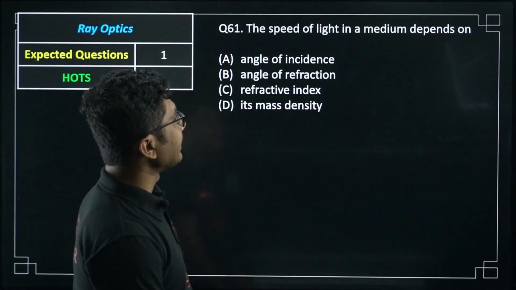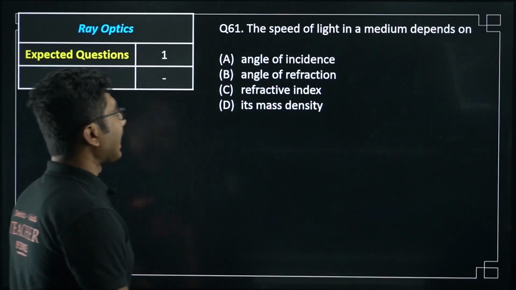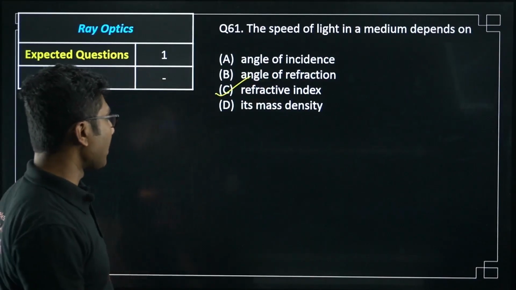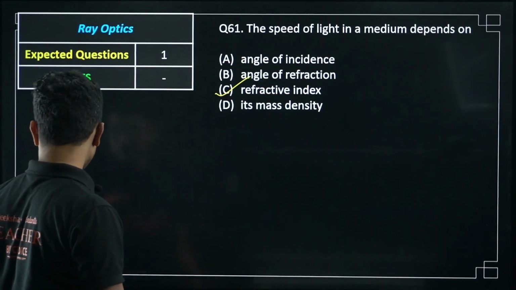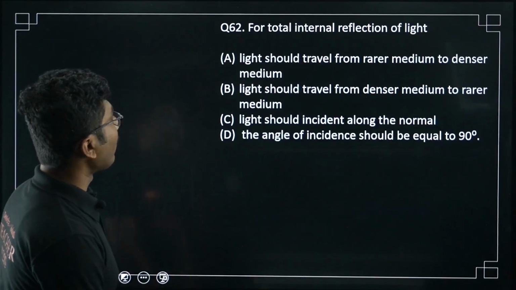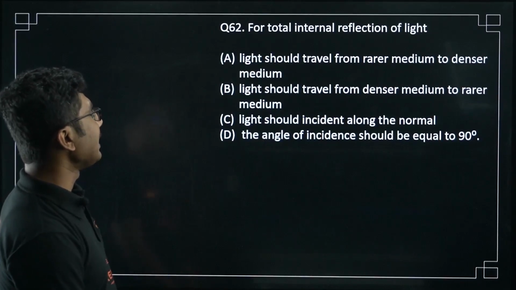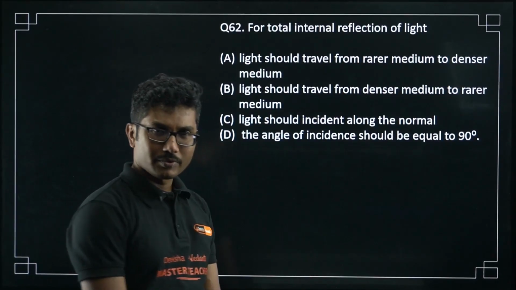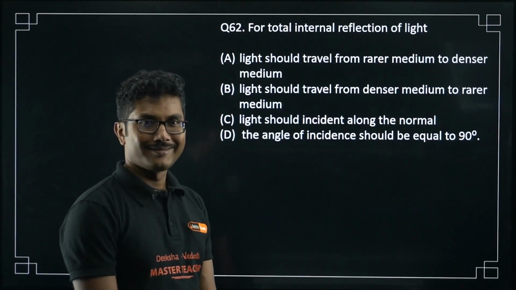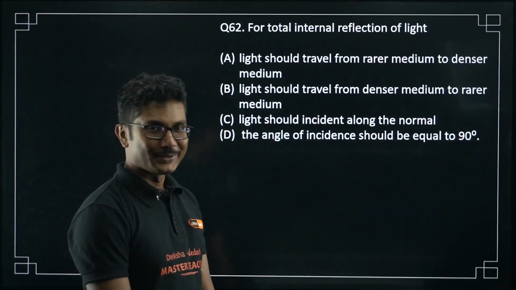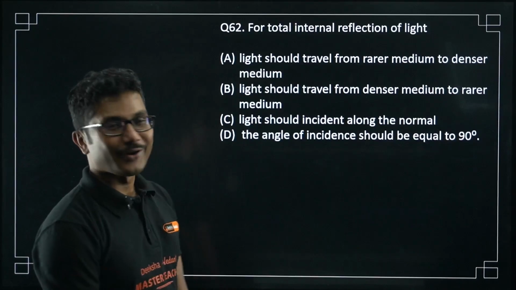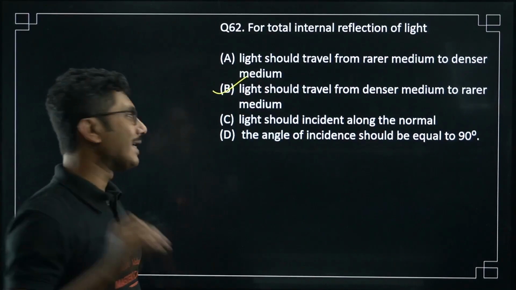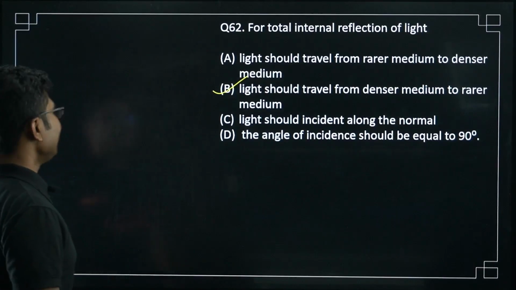The speed of light in a medium depends on angle of incidence, angle of refraction, refractive index, its mass density. Obviously not mass density, obvious question. For total internal reflection of light, light should travel from rarer medium to denser medium, right? Is it right? No, right? Light should travel from denser to rarer medium. Okay, from water to air.